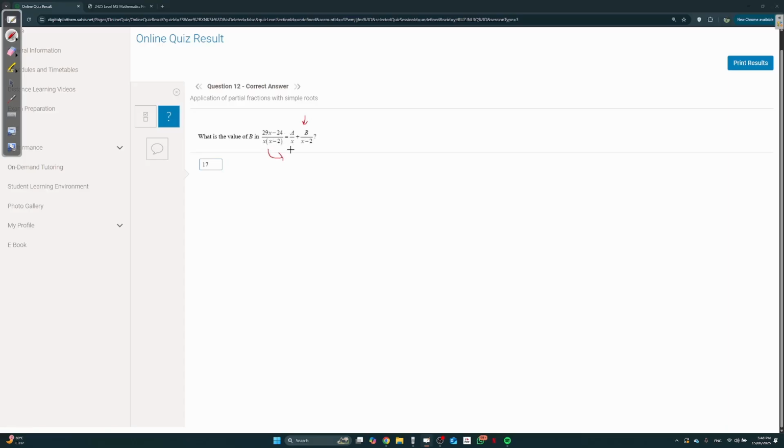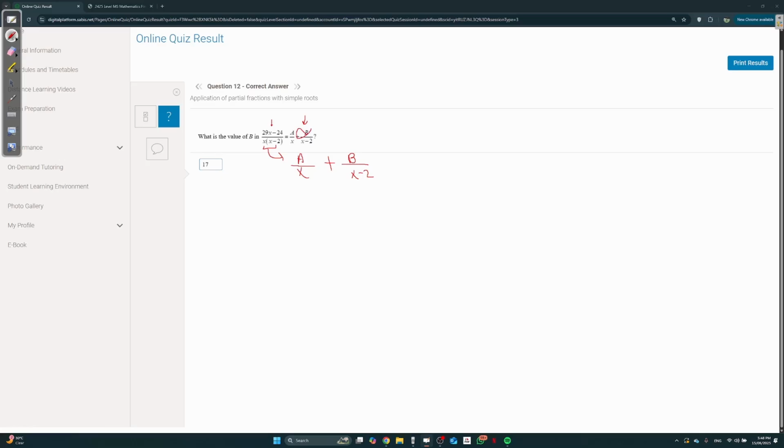This is a very easy one to split. As you can see, they want us to split it. So we already have a fully factored denominator. The degree up is less than the degree down, so everything is done. All we need to do is just split. So we get a over the first factor x plus b over the second factor x minus 2.